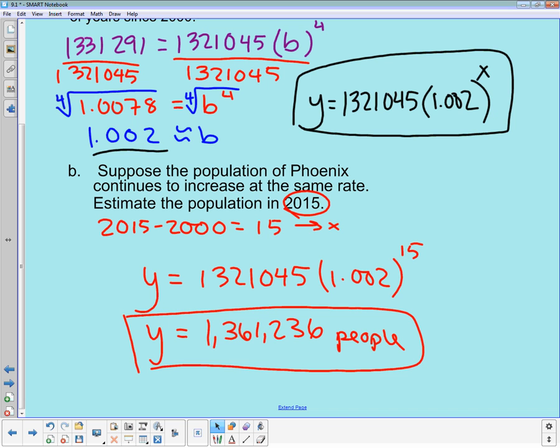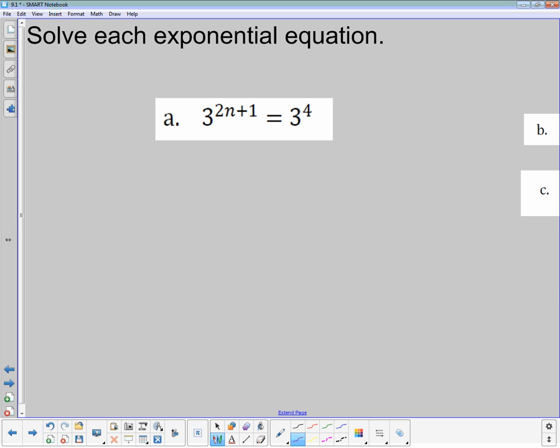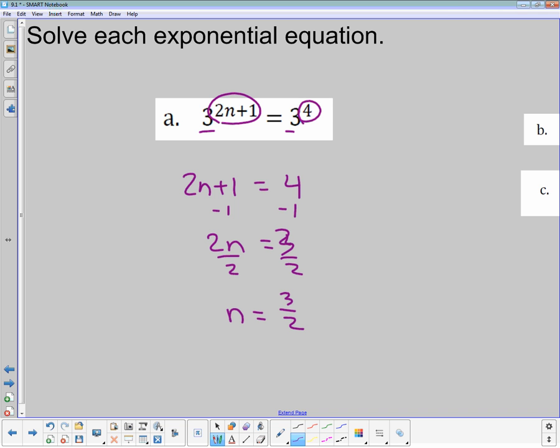Now here's the thing about the exponential equations. If I'm looking at two sides of an equation and I know that their bases are equal, as they are in part A, 3 is equal to 3, that means that their exponent must equal the other exponent. So that's what I'm looking at here. In part A, I can take 2n plus 1, set it equal to 4. I'm going to subtract 1 from both sides. I get 2n is equal to 3, and divide by 2, n is equal to 3 halves.